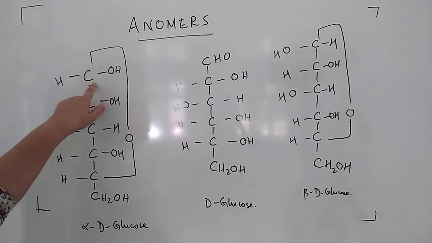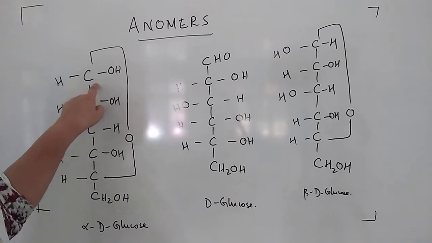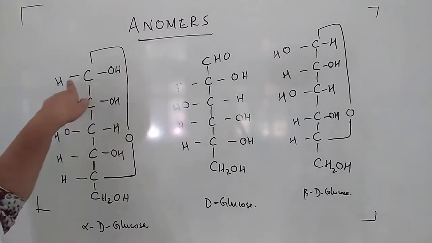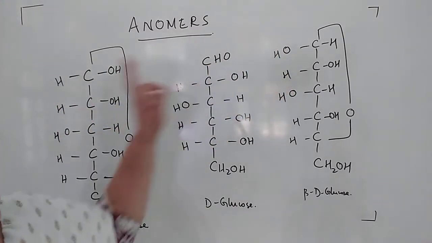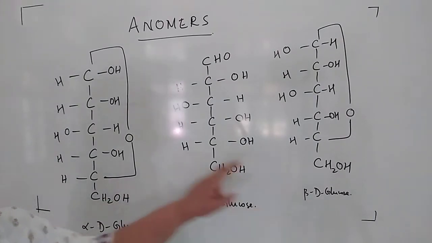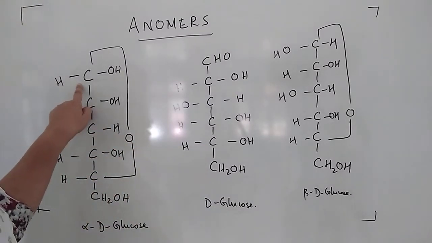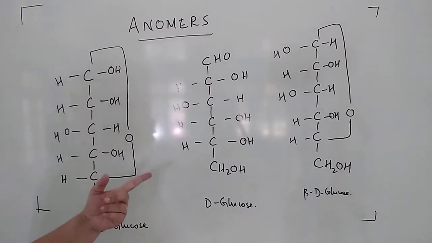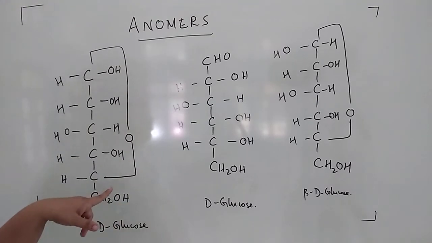Here the chiral center which is formed due to cyclization is the first carbon atom. This is getting cyclized, so you get two possible configurations, and these are known as the anomers. The alpha D glucose and beta D glucose differ only at the first carbon atom, whose configuration is formed due to the cyclization. So such pairs are known as the anomers.